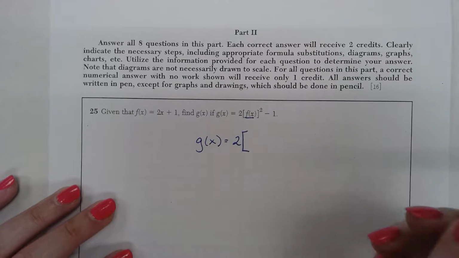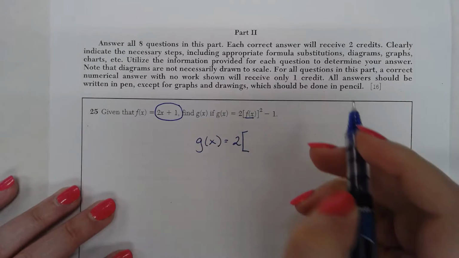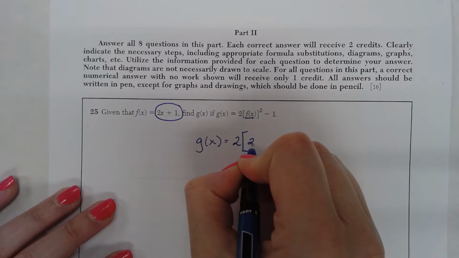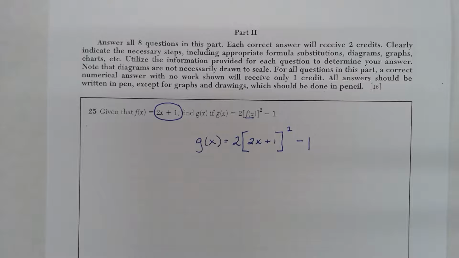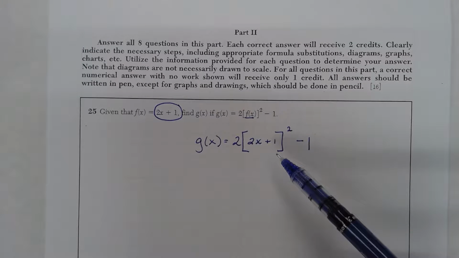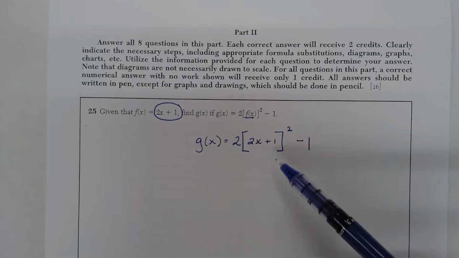Well, what does f of x equal? 2x plus 1. So I replace it with 2x plus 1 squared minus 1. And that's it. This question, I remember when we graded this a couple years ago, a lot of students tried to simplify this from here, and that's where they ended up losing credit because they made mistakes when simplifying.